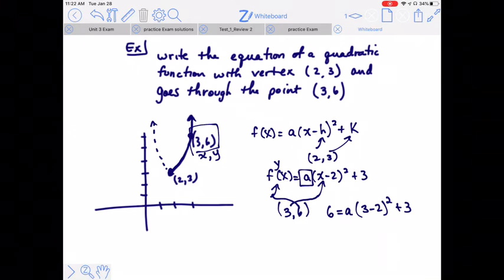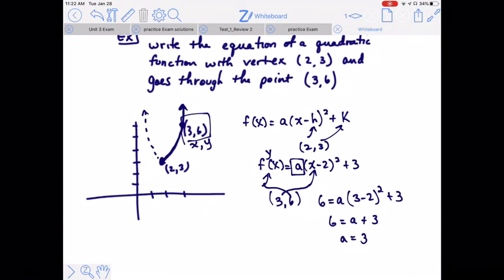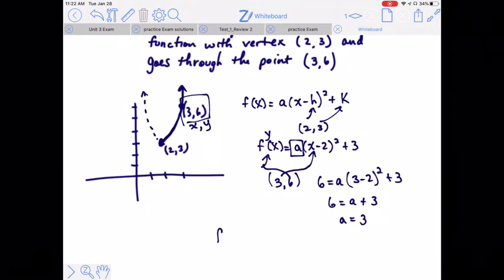So 3 minus 2 is 1, 1 squared is 1, 1 times a is a, so 6 equals a plus 3. Subtract 3 on both sides, and I get a equals 3, which now allows me to write the complete equation, f of x equals 3 times x minus 2 squared plus 3.